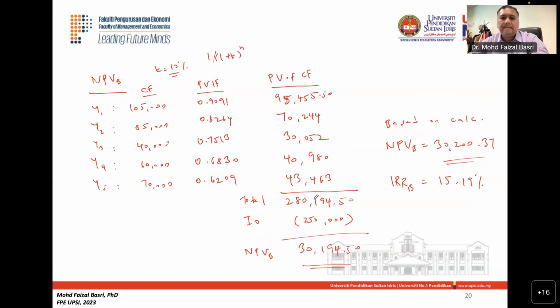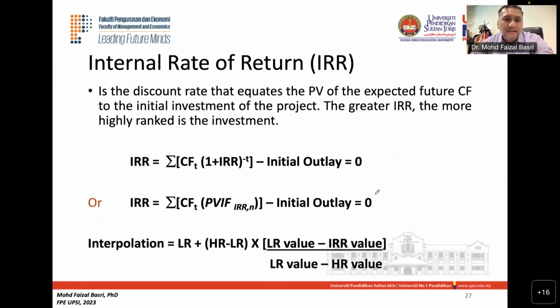So if we have NPV at 10%, it's 30,194. Because when we want to do IRR, internal rate of return, we need two sets of data. Two sets of data, in order for us to calculate, because we want to know at what point, at what rate. When we calculate internal rate of return, kita nak cari IRR ni.